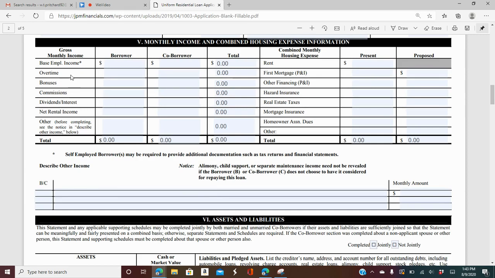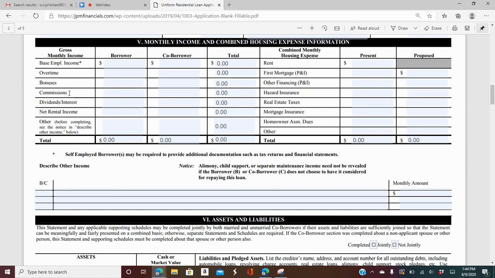In order for us to be able to use overtime, bonus, and commission, we have to have 2 years history of overtime, bonus, and commission. And not only do we have to have 2 years history, it has to either be the same or increasing, if that makes sense. So like, let's say 2018, you made $5,000 in bonus, and 2019 you made $2,000 in bonus. It's like, that's decreasing income, and that's a red flag.